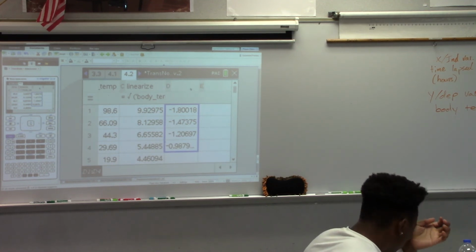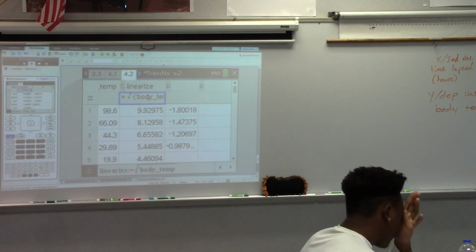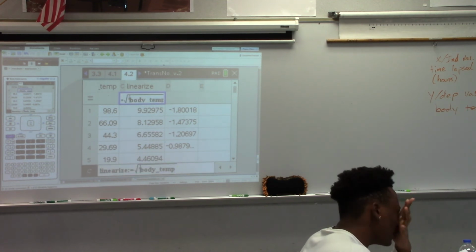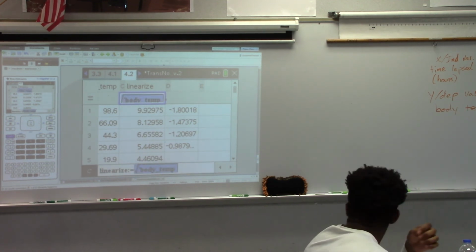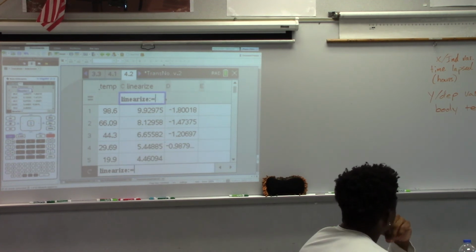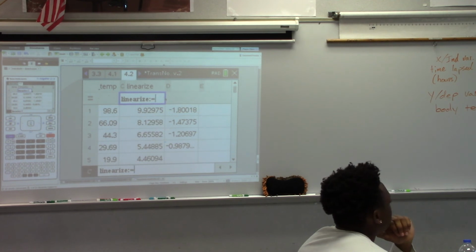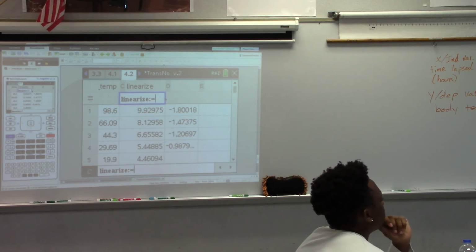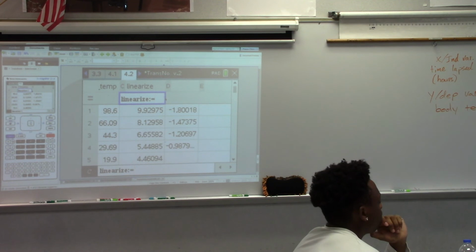I think it's exponential. It is decreasing. So you're thinking that the original data is exponential? So what do I need to take of the body temp? What did we say was going to be the inverse of exponential? Squared, not division. Division is the inverse of multiplication. Log.